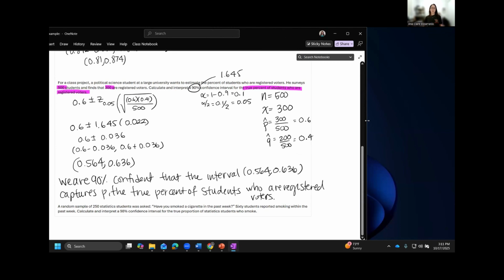To really perform inference on this, what you should be doing is stating what you want to do, the parameter you want to estimate, and your confidence level. You check your conditions, and then you perform the calculations, and then you draw your conclusion. It's a four-step process. State what you want to do, plan by checking your conditions, you do the math, and then you conclude with your statement in context.